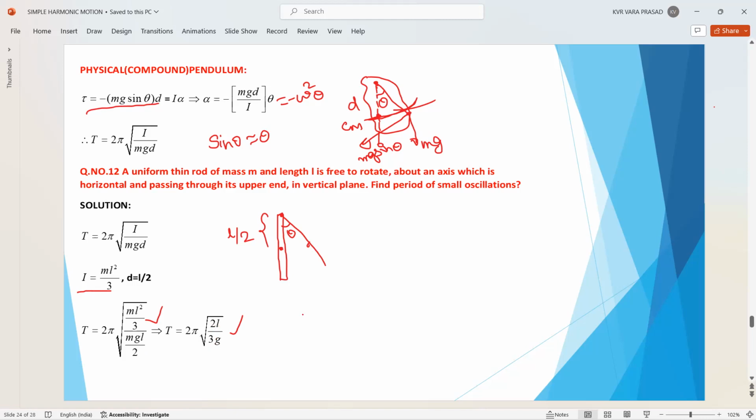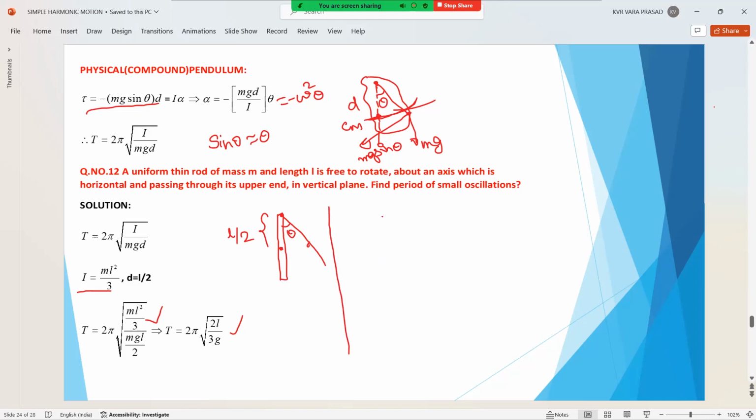If you change this suspension point, then the d value changes accordingly, and the I value changes accordingly. And if you see, the simple pendulum is one special case of the compound pendulum. See how is that? If you take a simple pendulum, how do we get the answer?